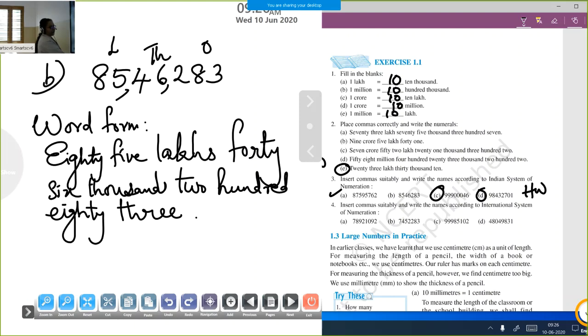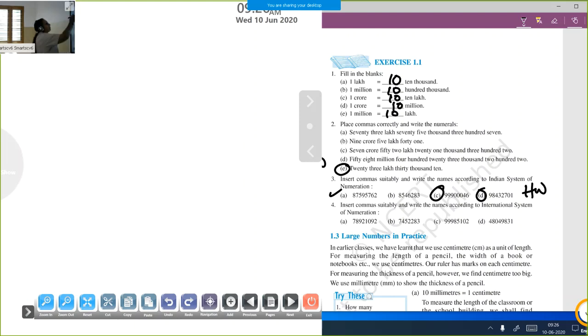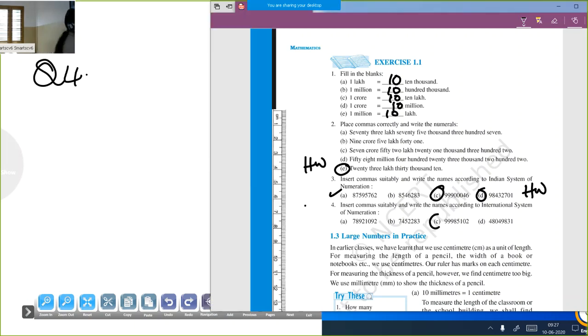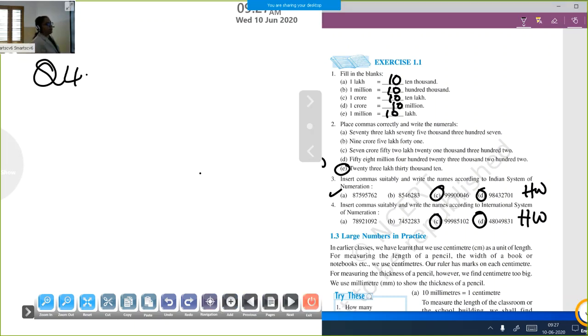Teacher is going to the next question, children. Next page teacher is taking. Question number 4. What is question number 4? Insert comma suitably and write the names according to the international system of numeration. Indian system is over, now international system. Okay, so there also teacher is going to give you C and D questions as homework, and A and B we will do. So first teacher is writing question number A.